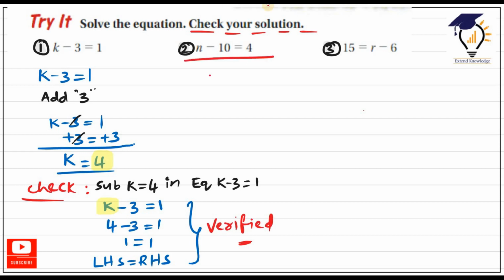In this way we can solve n minus 10 is equal to 4 and 15 is equal to r minus 6. Solve these equations and put your answers in the comment section.